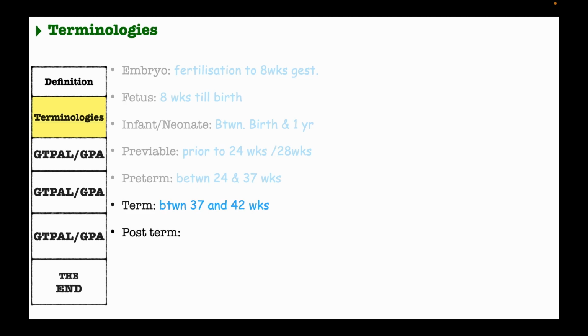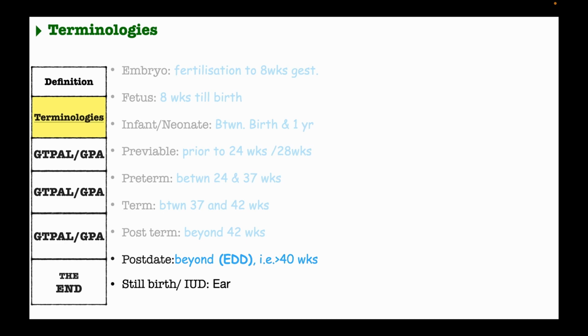Now, the next term we need to know is the post term, which is the period beyond 42 weeks of gestation. Now, post date is different from post term, and post date is when the woman has exceeded or has gone beyond her expected date of delivery or expected date of confinement, that is, more than 40 weeks of gestation.